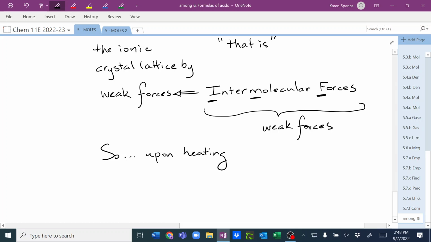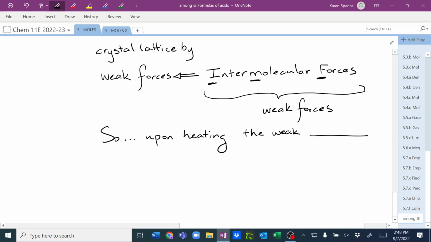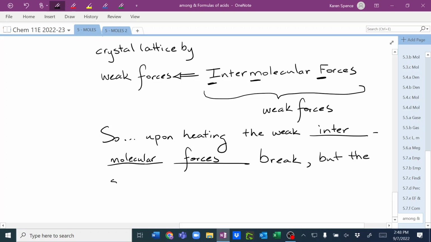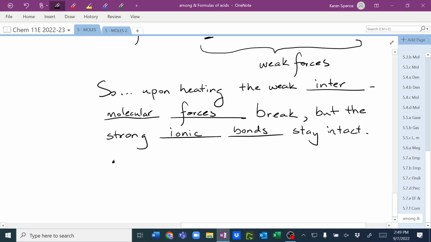So upon heating, the weak, what things break? Intermolecular forces break, but the strong ionic bonds stay intact. And therefore the water is driven off of the hydrate.